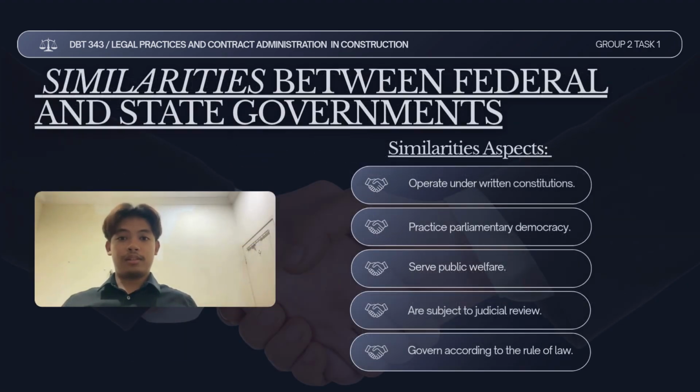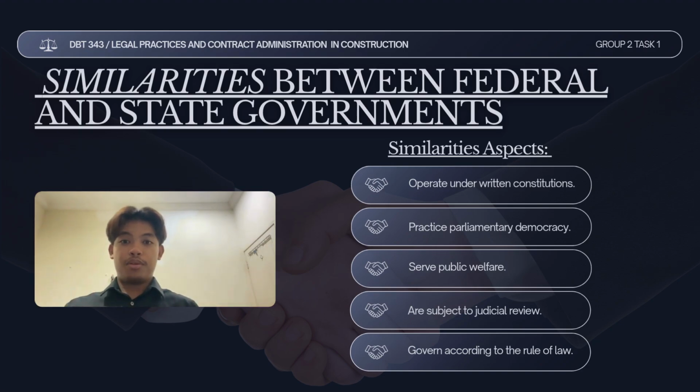Let's take a look at the similarities between federal and state governments. The first one, they both operate under written constitutions. The federal government follows the federal constitution, while each state has its own state constitution to define its powers. Second, both practice parliamentary democracy based on the British Westminster system. At the federal level, the cabinet is responsible to parliament, and at the state level, the executive council is responsible to the state legislative assembly.